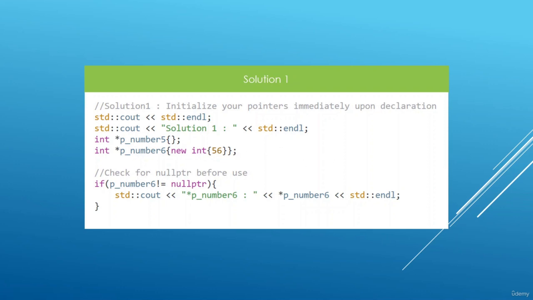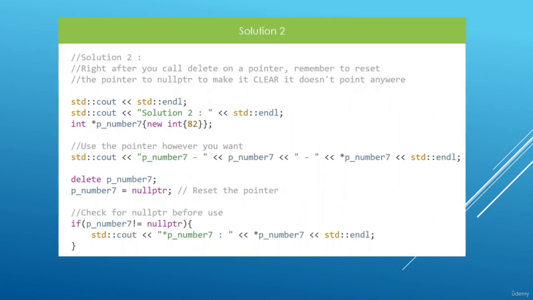Now, if your pointers are initialized, developers have a chance to check your pointers against nullptr to see that they contain something valid before they use them. If they see that it contains nullptr, they are not going to try and use it. And this is going to be very safe. For the second problem with deleted pointers, we are going to reset our pointers after we call delete.